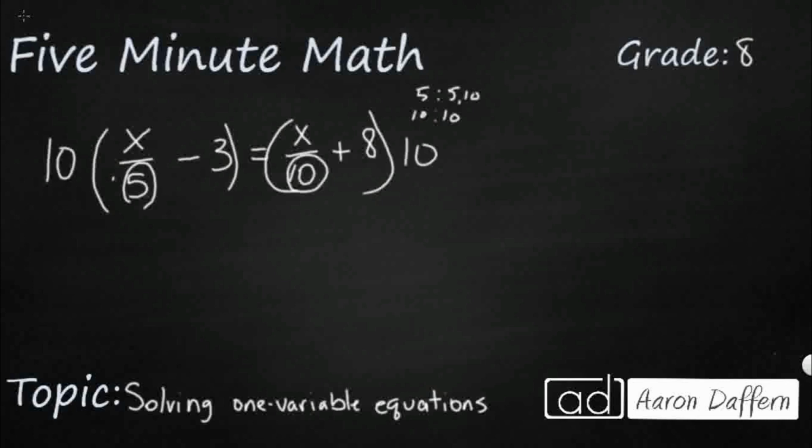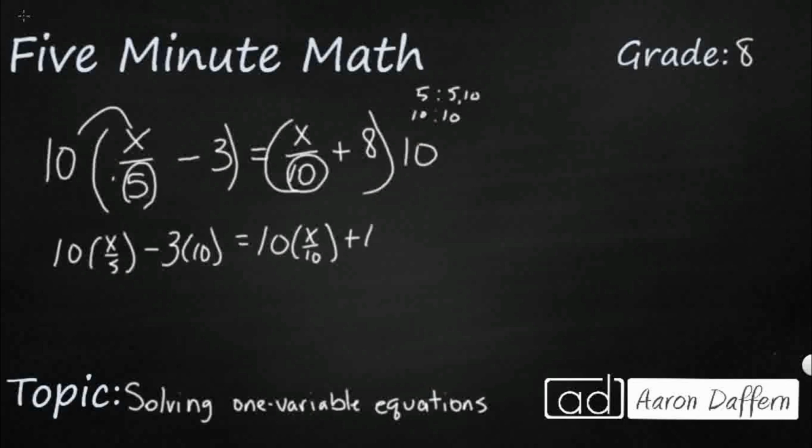We need to make sure we use the distributive property because we have to multiply everything by 10, not just these fractions. So first, we're going to multiply this. So this is going to be 10 times x over 5, let's just go and distribute it out, minus 3 times 10. That's how it works. You just multiply everything in there by that 10, equals 10 times x over 10 plus 10 times 8.